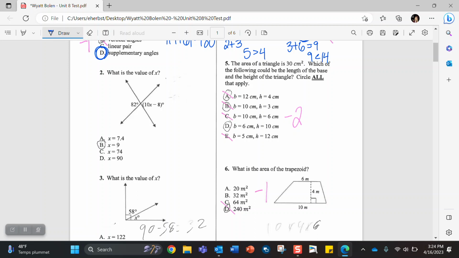Okay, in example 5, it's talking about area of a triangle, so the first thing we need to do is make sure we can access or know the formula for area of a triangle. So the formula is 1/2 times the base times the height. It says which of the following could be the length of the base and the height of the triangle? Circle all that apply.